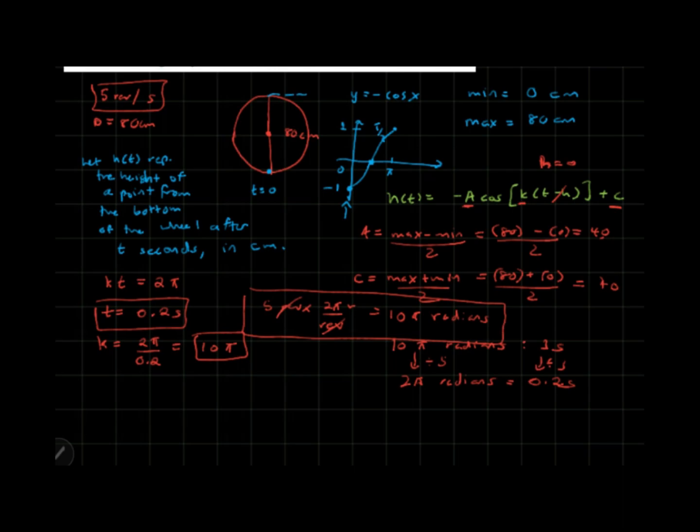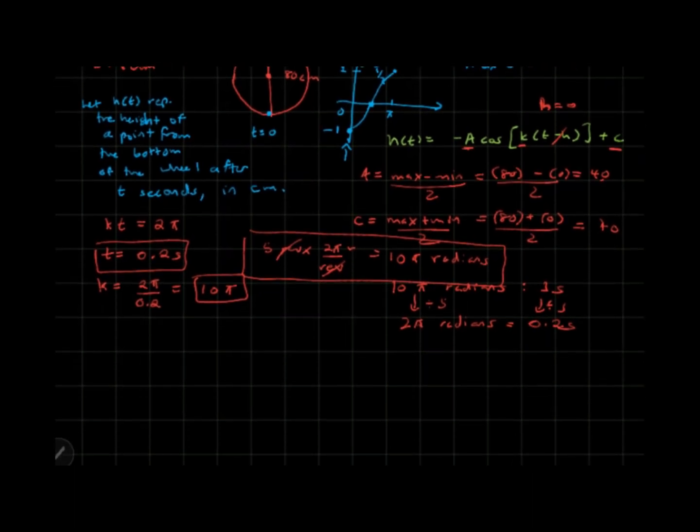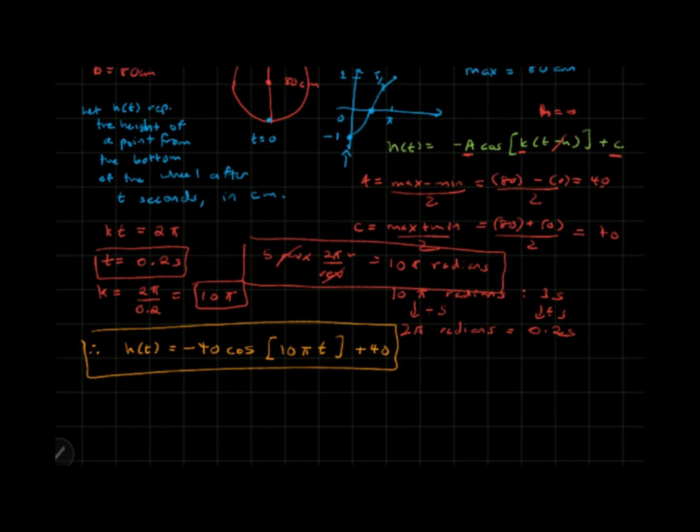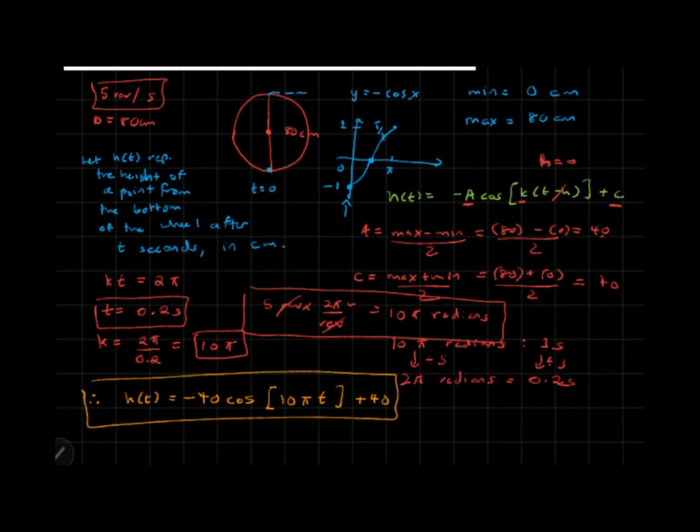So now that we have the k value, the c value, and the a value, collectively our cosine function, h of t, is equal to a, which is 40, negative 40 cosine, k in this case is 10 pi, t, h is 0, plus 40. Okay, so this is the function that will describe the height of the point at the end of the wheel.